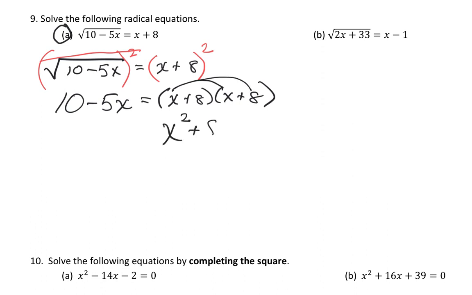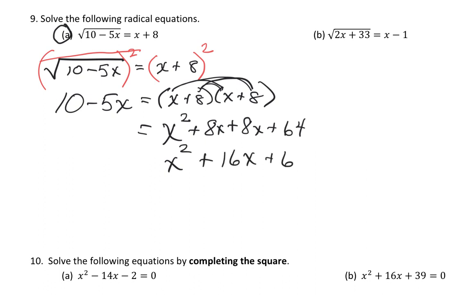Outer. Inner. And last. Okay, that gives me x squared, 16x. Okay, and then let's bring the right side down. 10 minus 5x.